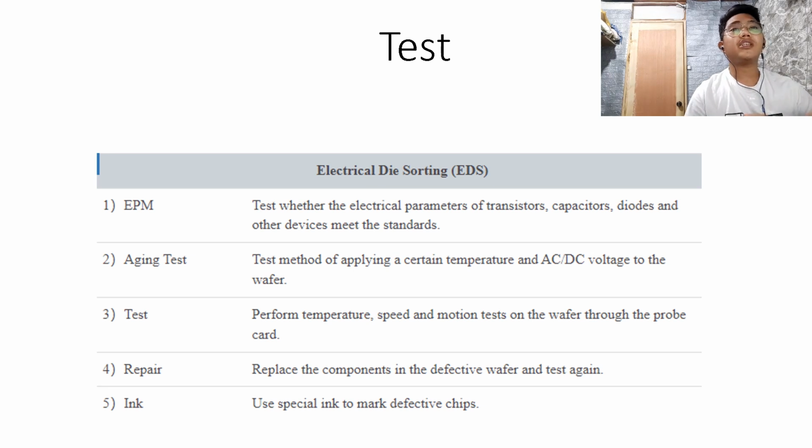And third is the parameter test. In the parameter test, many things are tested, including performance in temperature, speed, and motion test on the wafer through the probe card. In the parameter test, the temperatures are checked, to see how it reacts to temperature, whether it can work in high temperature, low temperature, or room temperature. The high and low temperature test requirements for storage semiconductors are 85 to 90 degrees Celsius and negative 5 to 40 degrees Celsius respectively.